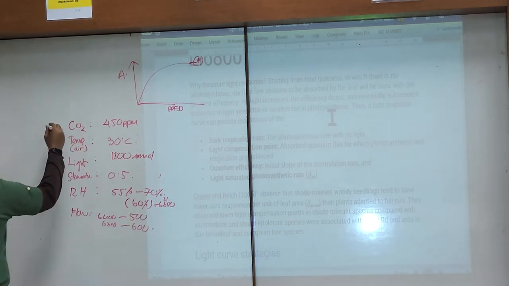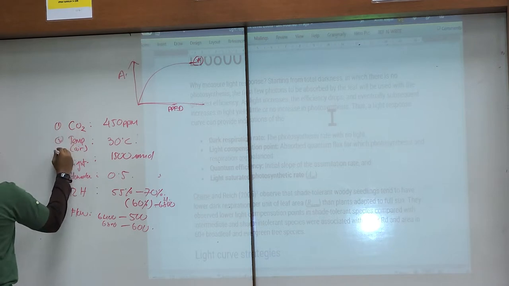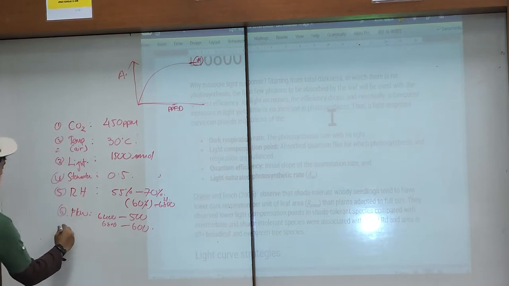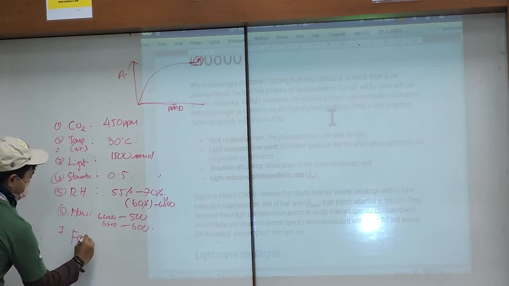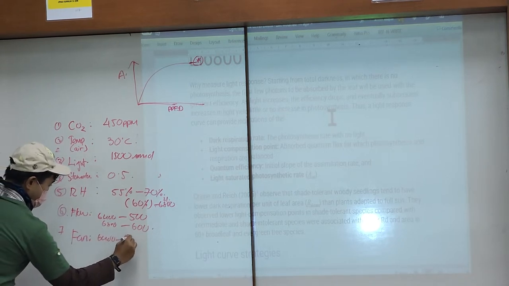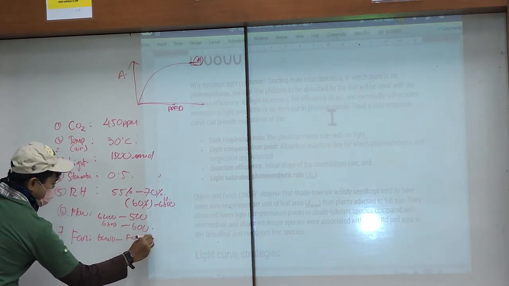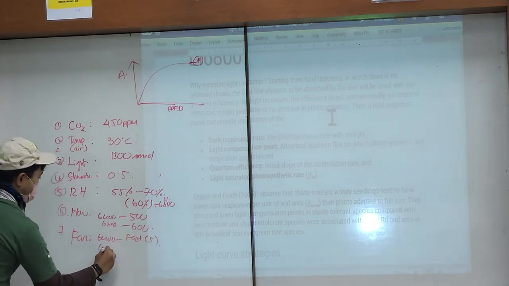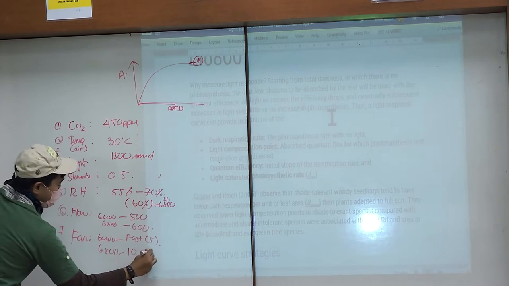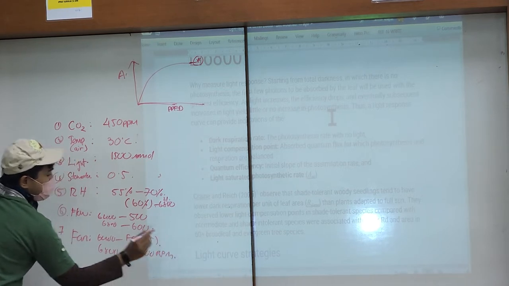Okay. So we've got a few here. 1, 2, 3, 4, 5, 6. Oh, 7. Fan. For 6400, fast. I think the speed is 5. For 6800, it's RPM. That should be 10,000 RPM.